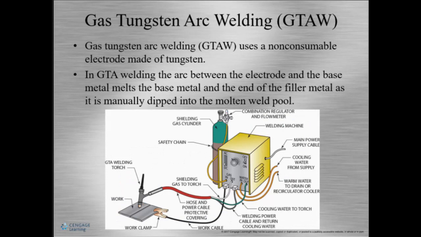GTAW, or gas tungsten arc welding, TIG welding, or Heli Arc welding. This was first created to weld aluminum and metals that weren't steel. Okay. TIG uses a non-consumable electrode. Non-consumable means it does not get made into the weld. Electrode, meaning what? It conducts the welding current, and it is made out of tungsten. The arc that is created by the tungsten melts the end of the filler metal and the base metal, and the filler metal is dipped into the molten weld pool by hand, manually.